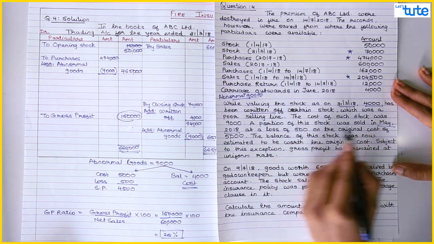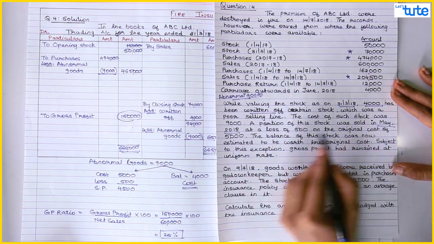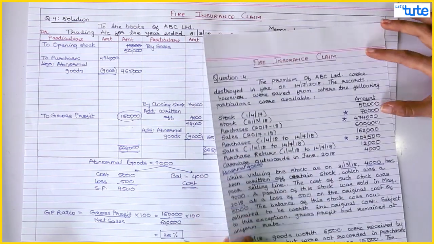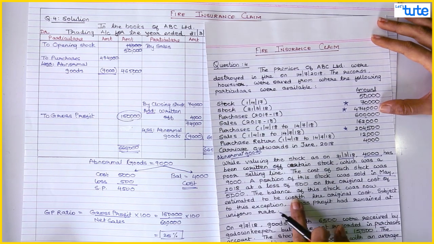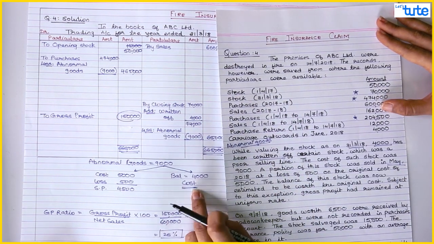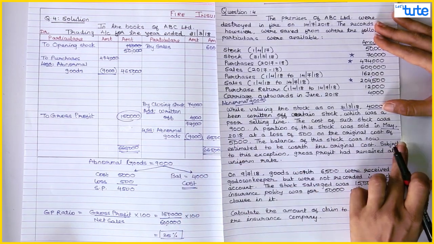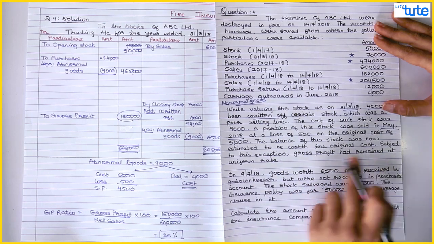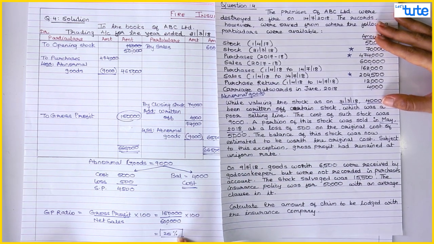Portion of this stock was sold in May 18 at a loss of 500 on original cost of 5,000. So reduce that abnormal sales from your total sales. Balance of this stock was now estimated to be worth its original cost. So balance 4,000 is worth its cost, 4,000 itself. Subject to this exception, gross profit has remained at uniform rate, that is 25% itself.